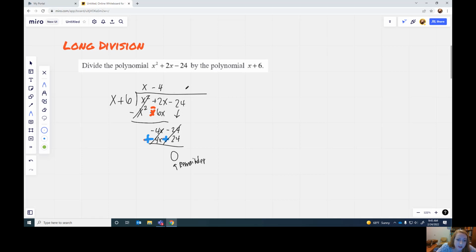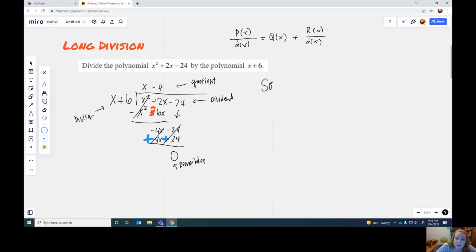Up top, we have our quotient. Remember, this was the divisor. Side here, this is the dividend. If you remember how we're supposed to write our answer, we said if you have some polynomial divided by a divisor, then that's equal to a quotient plus a remainder over the original divisor. So that's how we're going to write our answer.